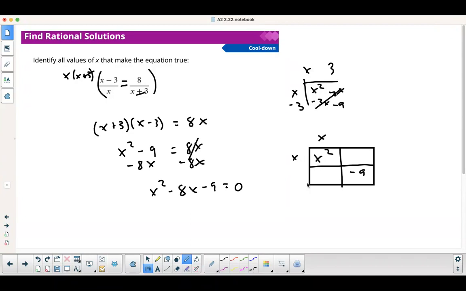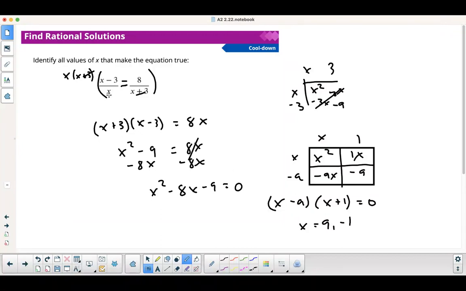Obviously x times x. So this one's going to be negative 9 and 1. Multiply those to get negative 9. These have to add up to give me negative 8x. So it's a little bit of a guess and check game here. I get this whole thing factored into x minus 9 times x plus 1 equals 0. So I get x equals 9 and negative 1.